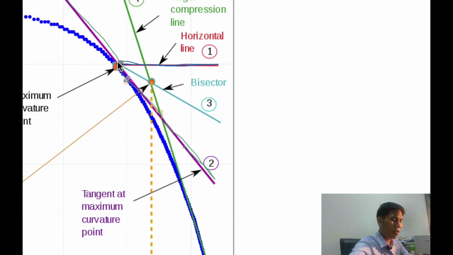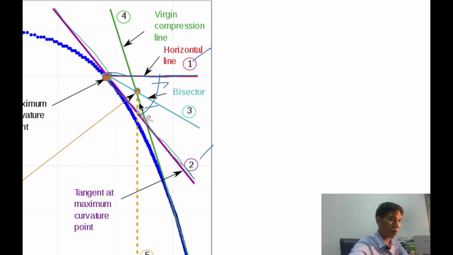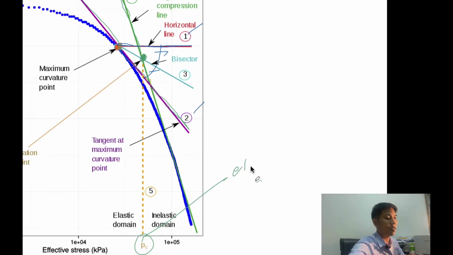Okay, sorry, you draw line number 3. Line number 3 is the bisector. You have to divide the angle between line number 1 and line number 2, the same bisector. After that, you draw the last one, line number 4. This cross section is the so-called maximum past pressure, or the elastic limit of the curve.